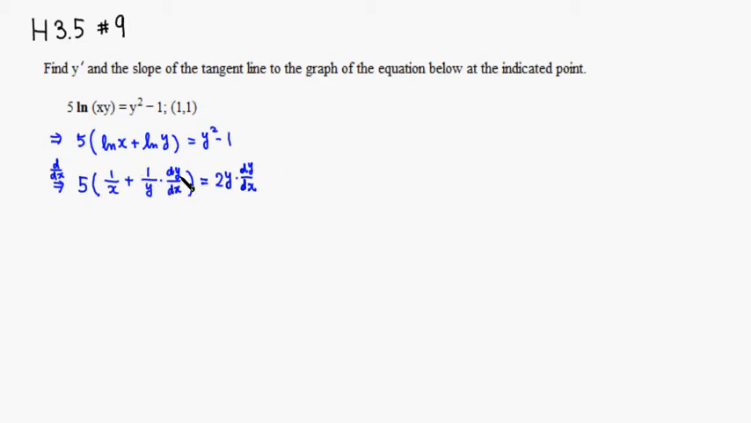We want to collect all the terms that have a dy over dx. First I'm going to distribute 5 to both terms, so I change this to be 5 over x, and here 5 over y. I just multiply both terms by 5. Then I'm going to put this guy over to the other side, and we can do that by subtracting 5 over y dy over dx.